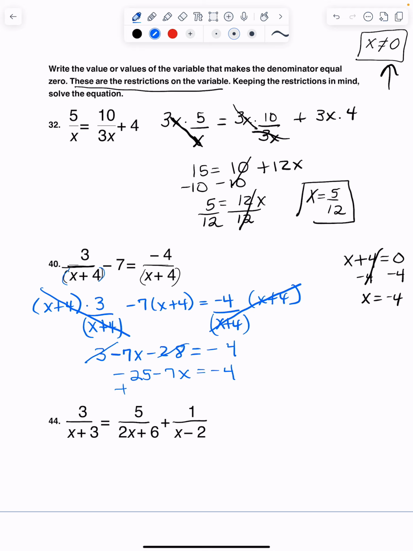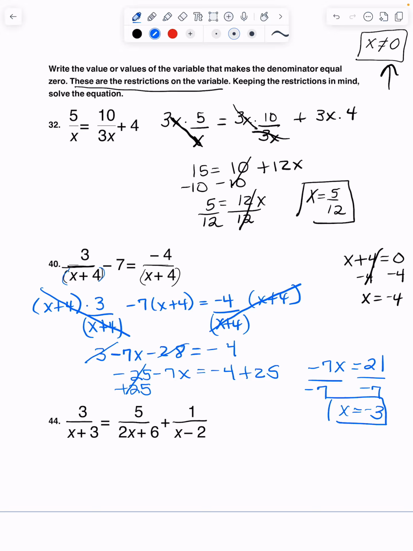I'm going to take the minus 25 to the other side, doing the opposite. So I get negative 7x equals positive 21. So I get an answer of negative 3. As long as that answer was not my restriction, then I'm going to be able to use that answer. So x is negative 3.